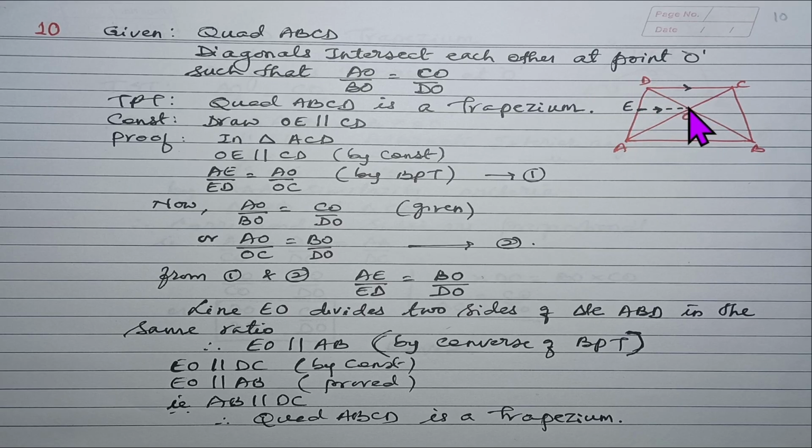That means the line OE, which is the line joining the two sides of the triangle ABD, that is sides AD and BD, has divided the two sides in the same ratio, that is AE upon ED is equal to BO upon DO, and by converse of BPT, OE becomes parallel to AB. So OE is parallel to AB, we have proved, and OE is also parallel to CD, and therefore AB is parallel to CD, and therefore ABCD is a trapezium. So that is how we have proved this given example.